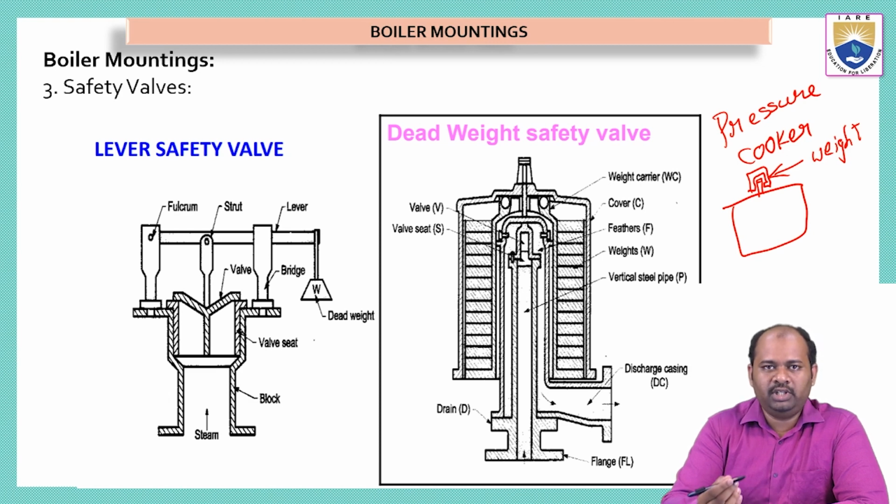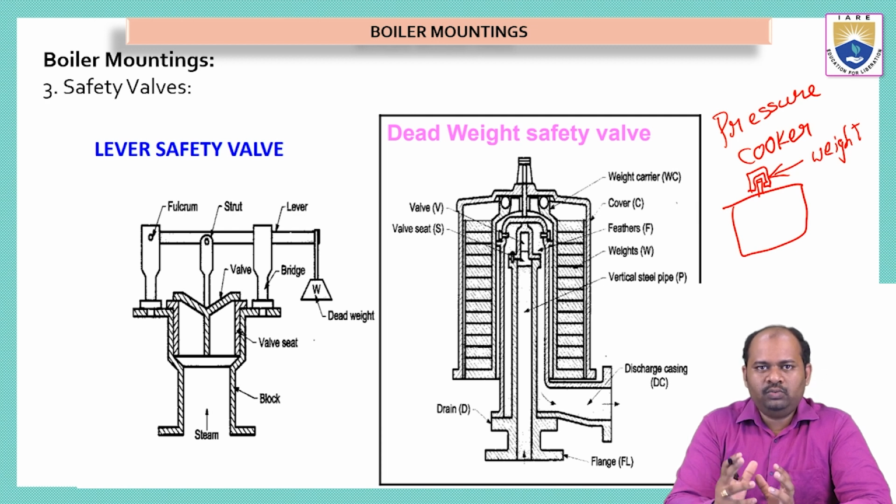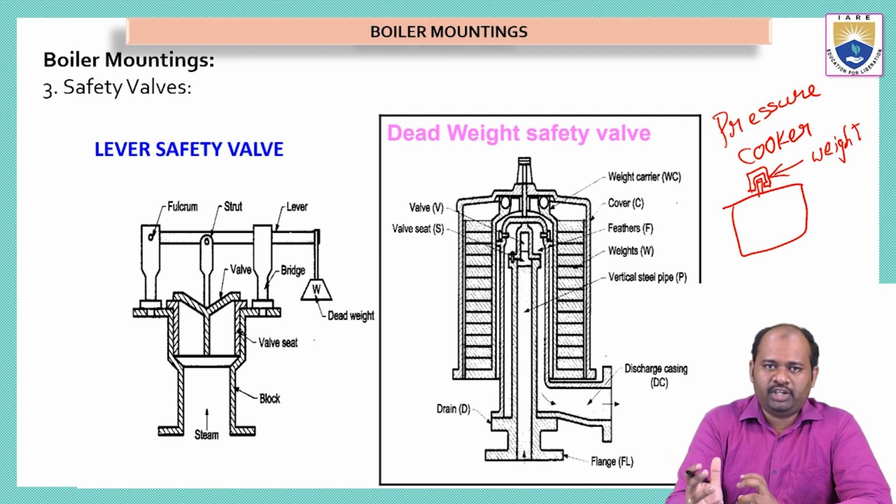what happens if the pressure is more than the designed pressure? The boiler shell will break. That means the boiler surface will break and it will explode. So in order to protect the boiler from explosion, we have kept a device called a safety valve. Now there are two types of safety valves we can see in this slide. On the left we can see the lever safety valve, which uses a lever, and another one is the dead weight safety valve. The dead weight safety valve is the one which we use in our household pressure cooker.